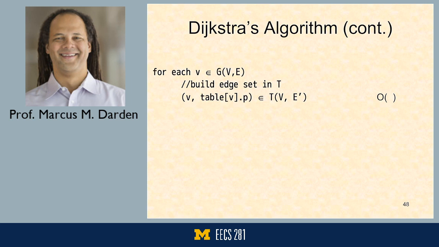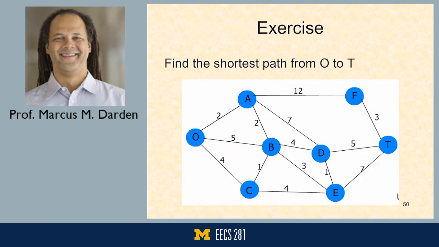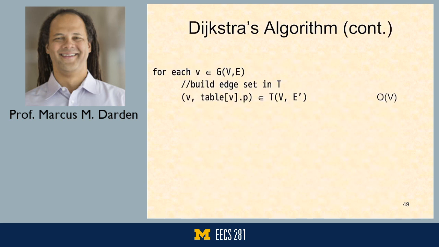In the end, I'm going to build this edge set as I work my way through the items in T. I've got this big O of V work. So for each one of my vertices, I'm going to go and figure out if those edges are there. And I thought I had an extra thing after this. This is gone. All right.